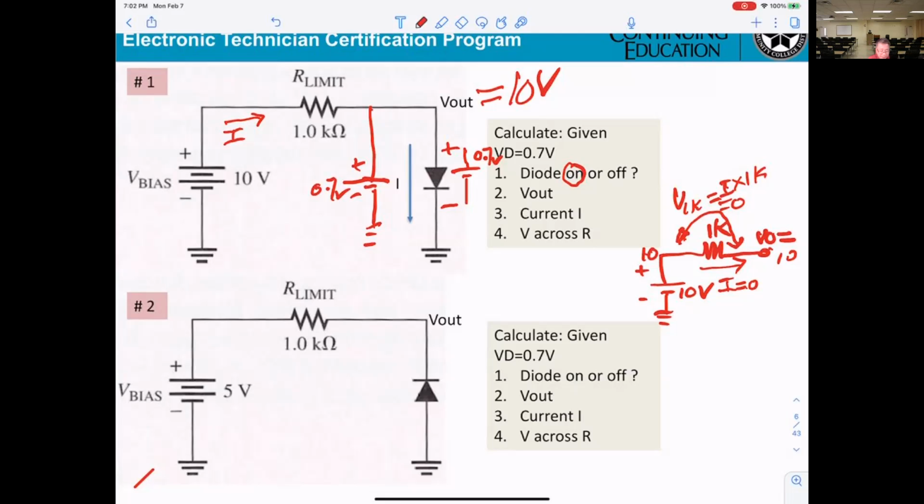Okay, the next question, what does VL equal? 10 volts. Okay. VL is going to equal 10 minus 0.7, right? Who else?